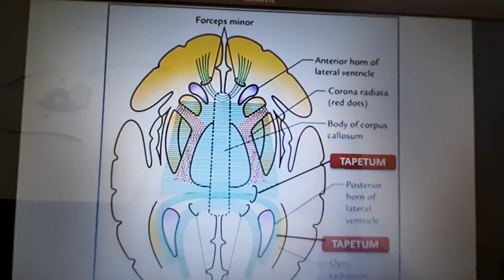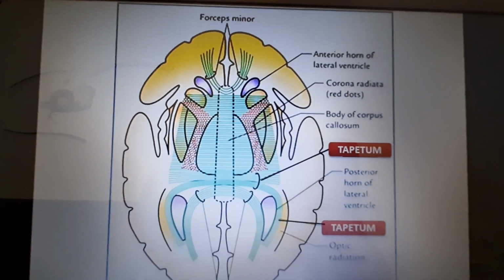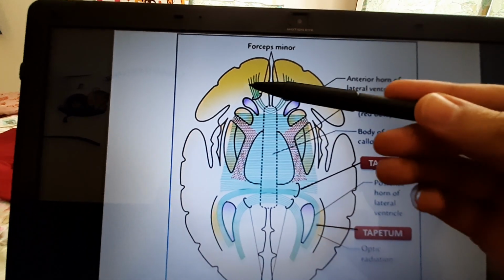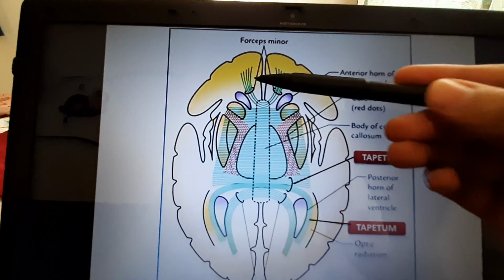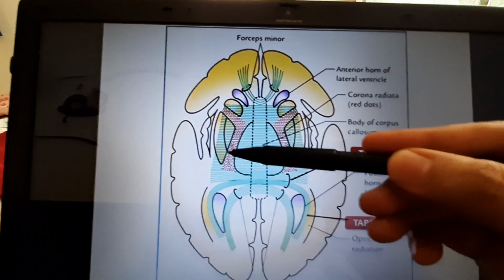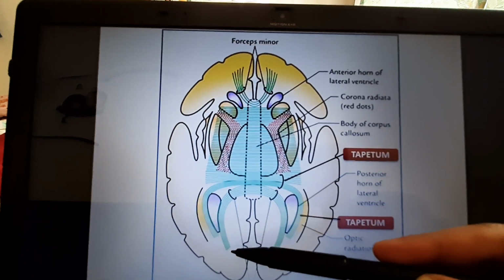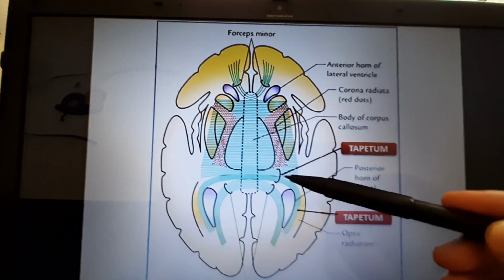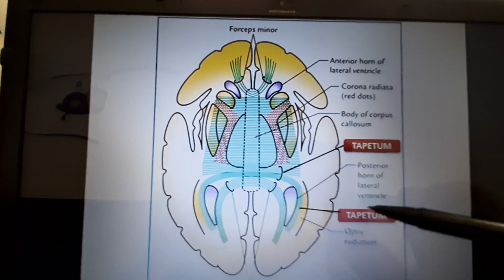So this is a diagram where we are looking at the corpus callosum. Here you can see the forceps minor. This is the body. Here you can see this is the forceps major. At this part I have already labeled the tapetum over here.